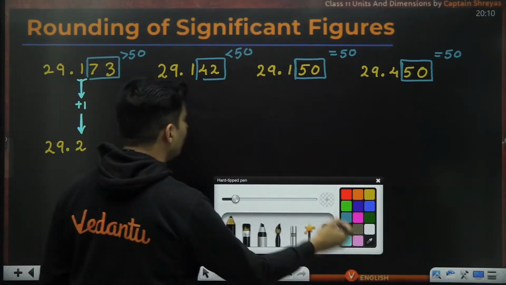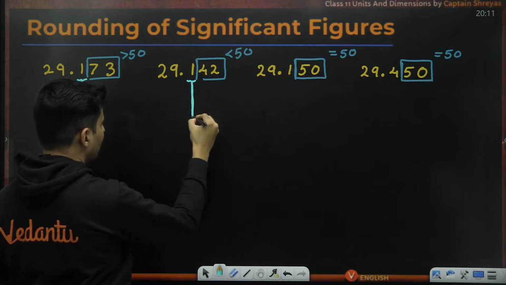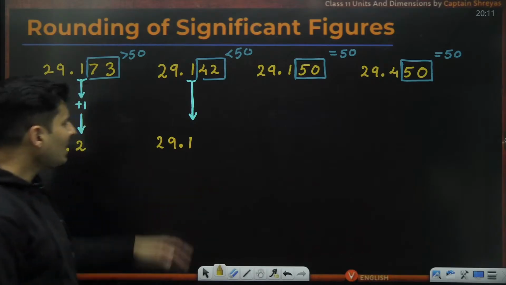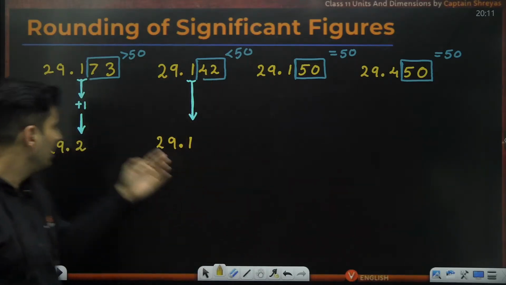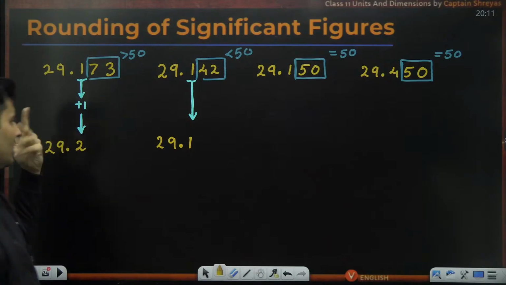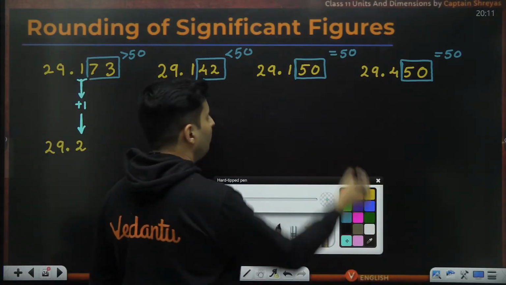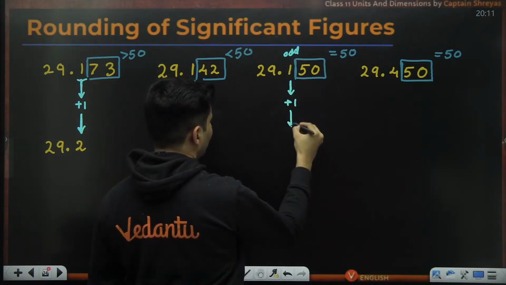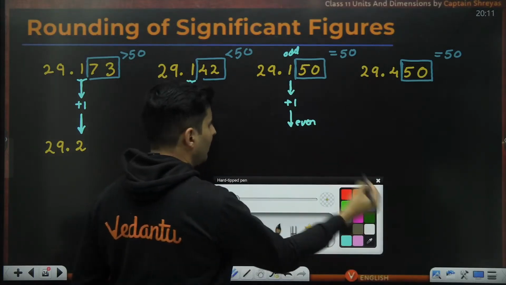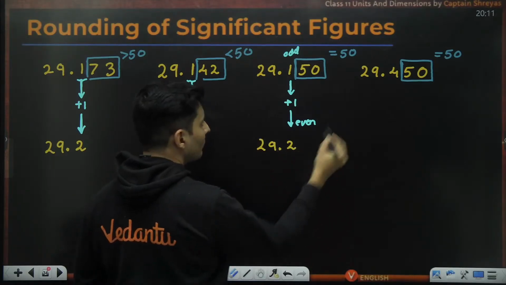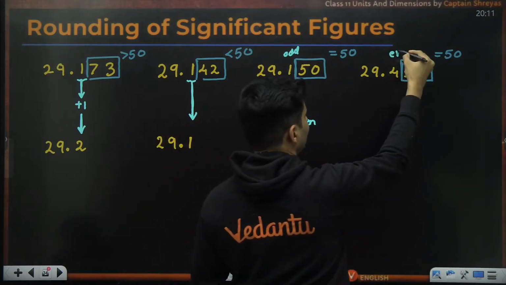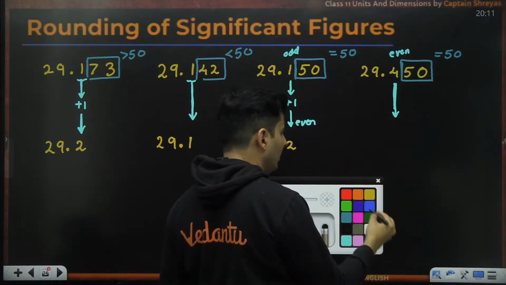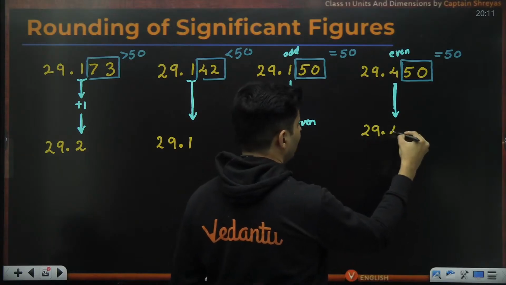If it is less than 50, then don't do anything. Just bring it down as it is. So this will just become 29.1. Kind of makes sense. 142 is closer to 100. Here, 173 is closer to 200. So that's why we have done that. When the previous digit is an odd number, that odd has to be made even. So in order to make it even, add 1 to it. So this will become 29.2. And over here, because that previous digit is already even, you don't have to do anything. 450 is closer to 400 also, 500 also, but you will write it as 29.4.